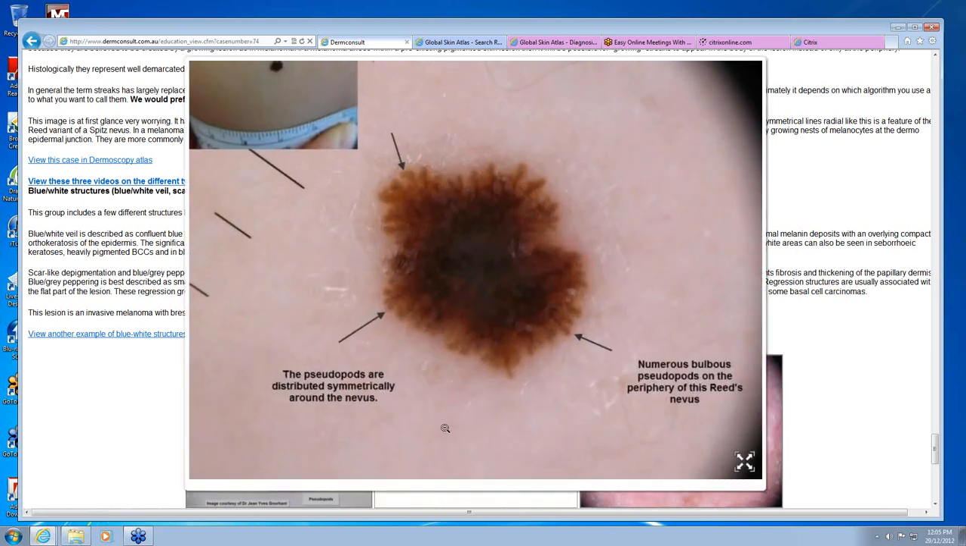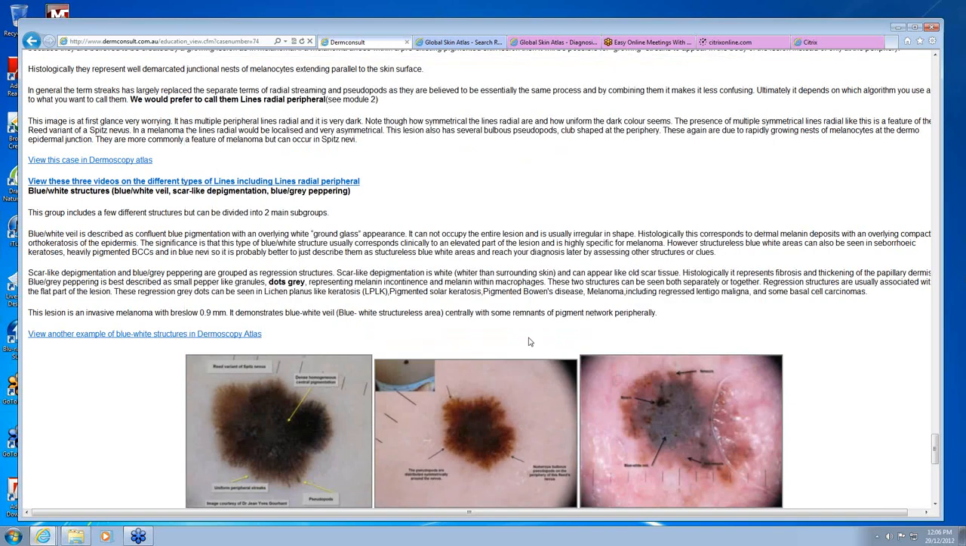Here's another one here, though, that as well as having radial streaks, has little bulbs on the end of the streaks, and these are called pseudopods. Now, provided they're symmetrical like this right round the lesion, then it's suggestive of a Reed's nevus. If it was only localized in certain areas and not found elsewhere, then it would be more suggestive of a melanoma. So asymmetrical pseudopods are more suggestive of a melanoma.